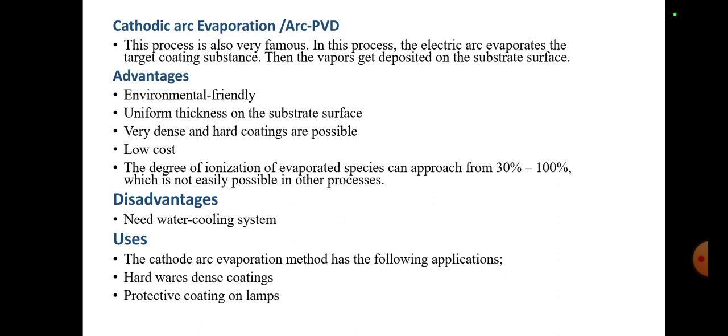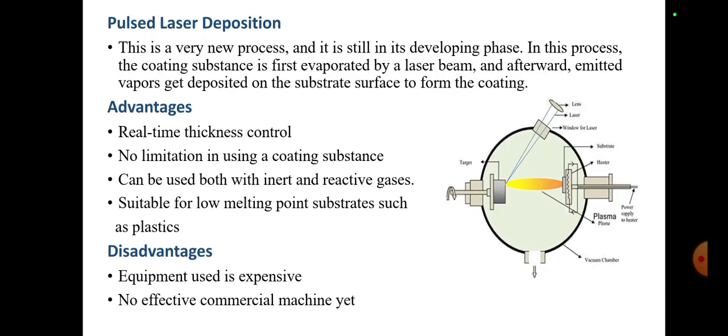Then the cathodic arc evaporation method. This process is also very famous. In this process, an electric arc evaporates the target coating substance. Then the vapor gets deposited on the substrate surface. The advantages are environmentally friendly, uniform thickness on the substrate surface, very dense and hard coatings are possible, and low cost. Disadvantages: a separate water cooling system is required. Uses: the cathodic arc evaporation method has the following applications: hard wares, dense coatings, and protective coating on lamps.